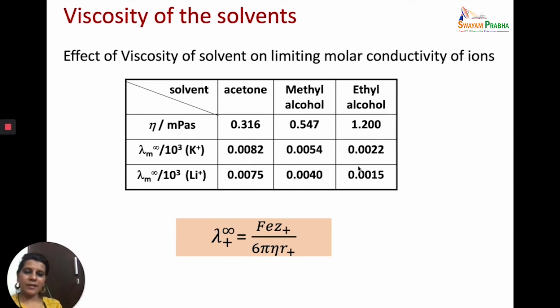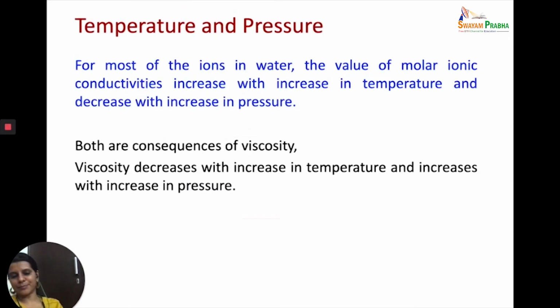This is very well explained through the equation given by Stokes, which says lambda infinity is inversely proportional to eta. As eta increases, lambda infinity decreases. As eta decreases, lambda infinity will increase. So when you move to a higher viscosity solvent, the movement of the ions will decrease. Because their movement decreases, their lambda infinity values will decrease.